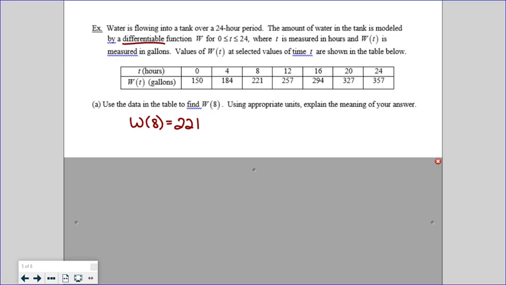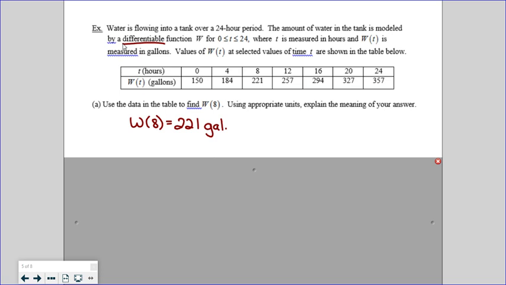But involved with this, we will always be asked about the labels on them, okay? So 221, what's our label for that? Gallons, okay? It does have a second question to it. It says, explain the meaning of your answer. Okay, so what does it mean, 221 gallons? Well, go back to the t value that we plugged into this function. 8 represented what? Hours, right? It's 8 hours.